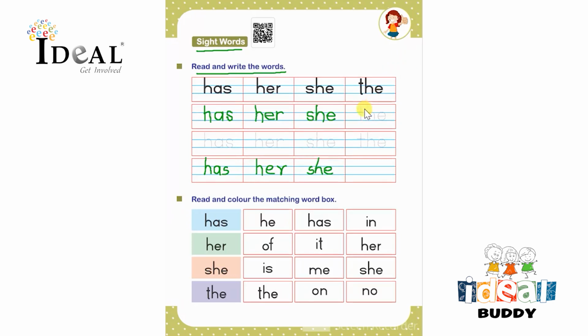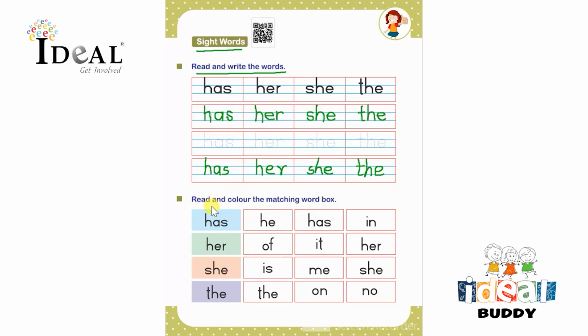The last word is the, T-H-E, the. So again they will be tracing it twice over here, and then they have to write it here on their own. So again let them read and write the words.